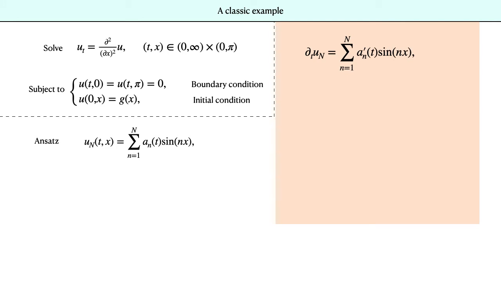So the time derivative of this ansatz goes straight to the coefficients, because we don't let the sine functions depend on time. We let them depend only on the space variable, and we let the coefficients depend on time. So the time derivative goes directly to the coefficients. The double derivative goes directly to the sine functions, and the double derivative of sin nx is minus n squared sin nx. So this is precisely what has been written here.